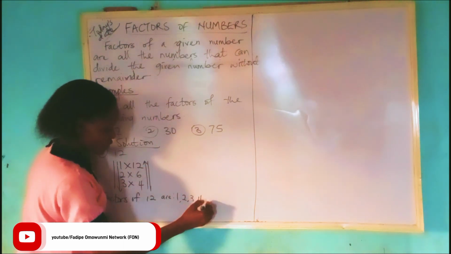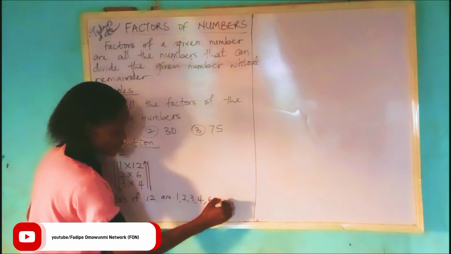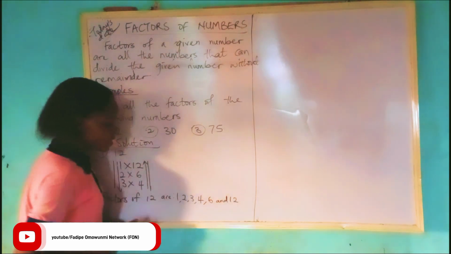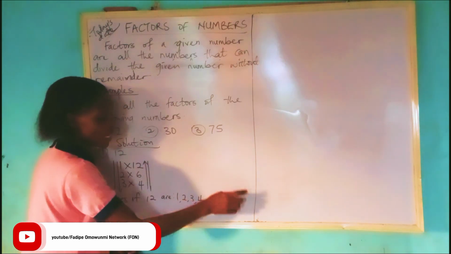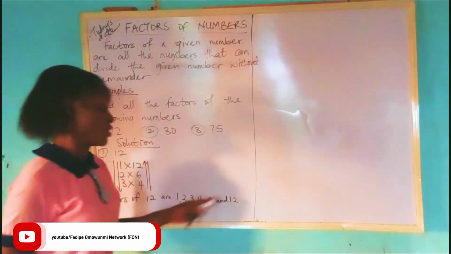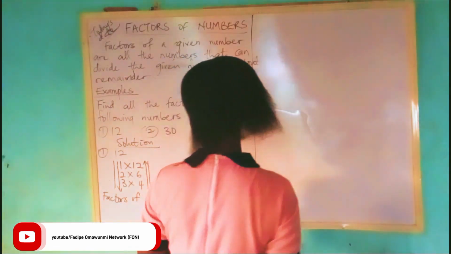We are going up. 4, 6, and the last one is 12. So these are the factors of 12: 1, 2, 3, 4, 6, and 12. There are no other factors except these.